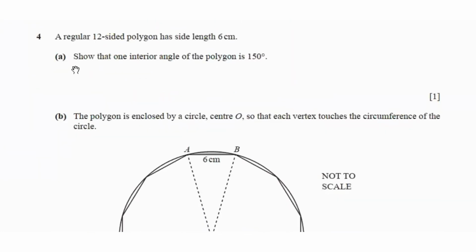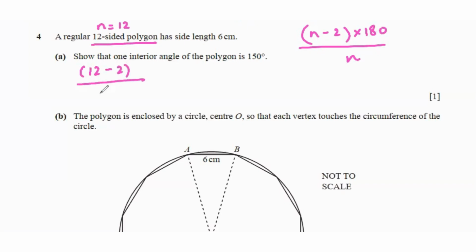A regular 12-sided polygon has side length 6 centimeter. Show that one interior angle of the polygon is 150. So the formula for this is n minus 2 times 180 over n. N over here is given as 12. So we'll do 12 minus 2 divided by 12 times 180. And that will give us 150, which is shown in the question as well.